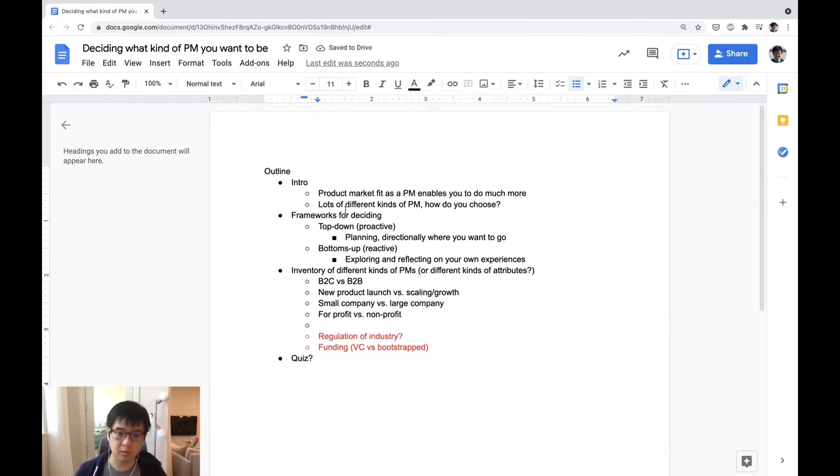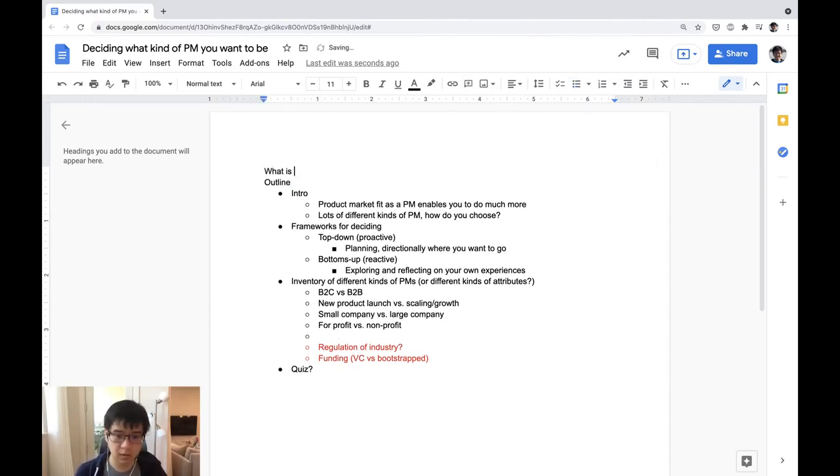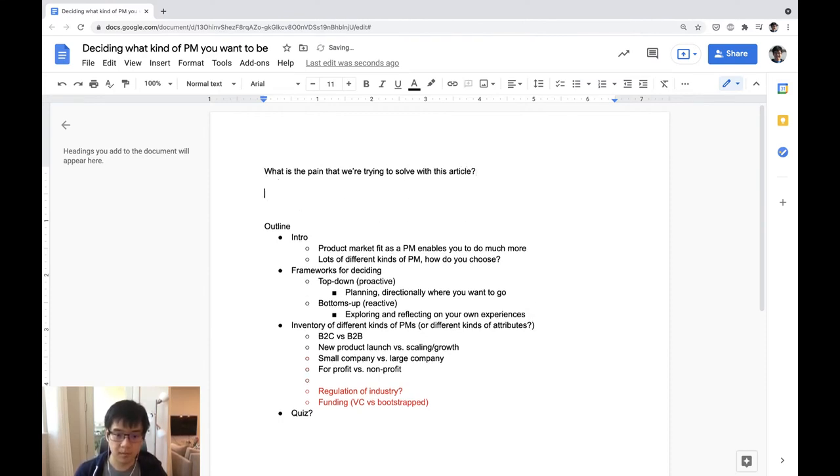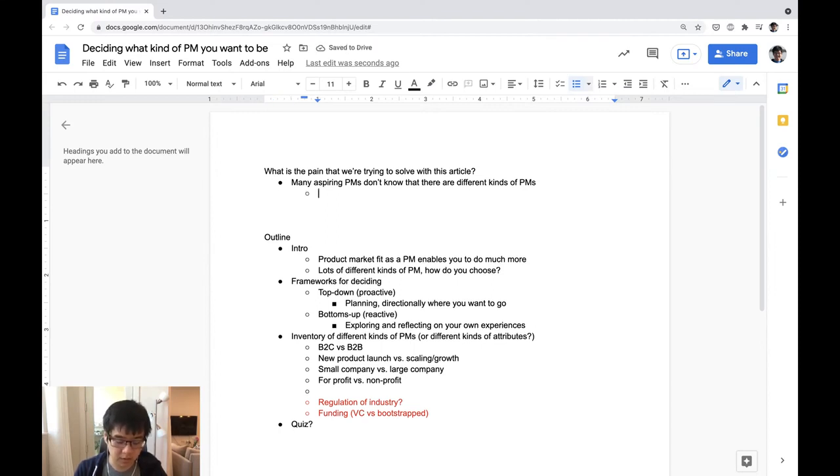Basically, taking a quick step back, what is the pain that we're trying to solve here? So what is the pain that we're trying to solve with this article? The problem statement really is many aspiring PMs don't know that there are different kinds of PMs, right? And so helping them understand that there are different kinds is valuable. But the point is not that there are different kinds. There are other articles that have covered that. One of the ones that I have written in the past is this micro course on different kinds of PMs.